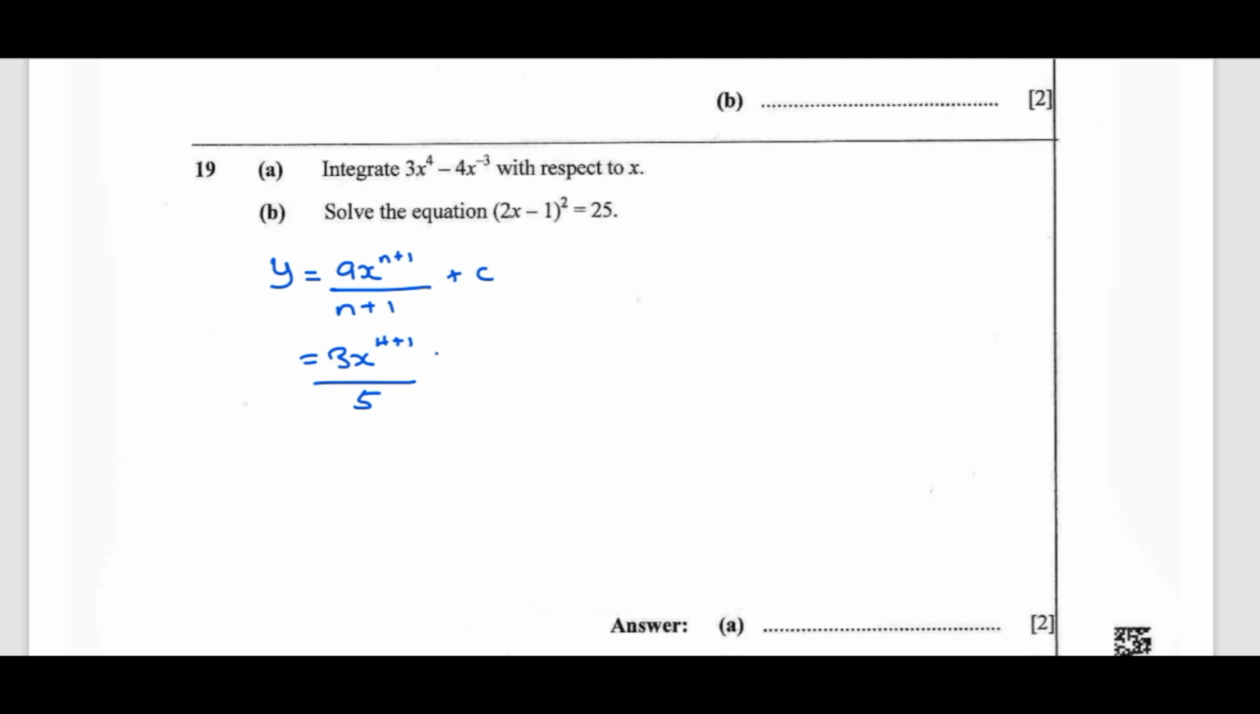And then what are we going to look at as well? We have a plus, which is 4x raised to negative 3. What are we going to have there? We have negative 3 plus 1. So we subtract, and we're going to have negative 2 there.